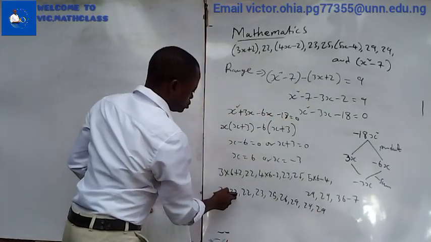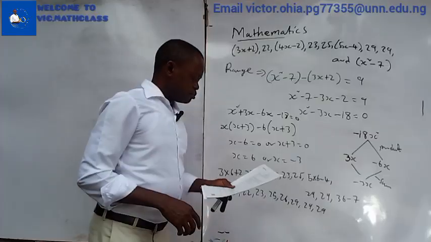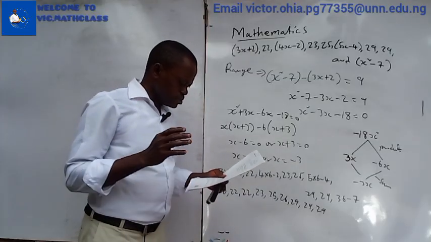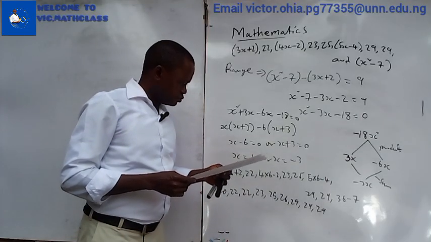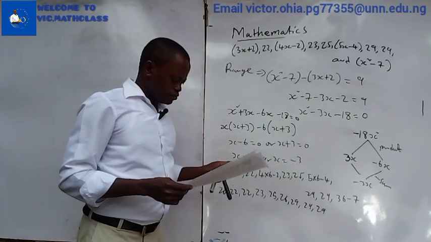How many? 1, 2, 3, 4, 5, 6, 7, 8, 9. 9 scores obtained by these applicants in that interview. Okay, the value of x will answer question I. The value of x is 6.